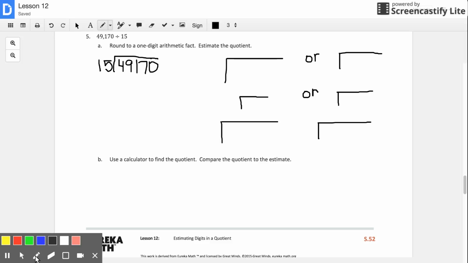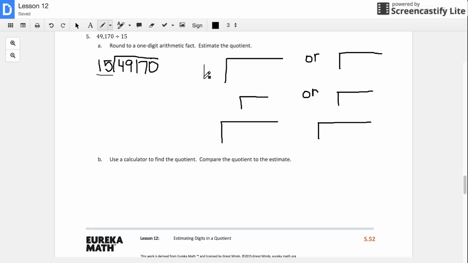Okay, so for this problem, we have 49,170 divided by 15. When we look at this divisor, it has a 5 in the ones place, and we have to decide if we're going to round down to 10 or round up to 20. Neither one is right or wrong, but we're going to look today at which way you go. Well, let's just take a look.